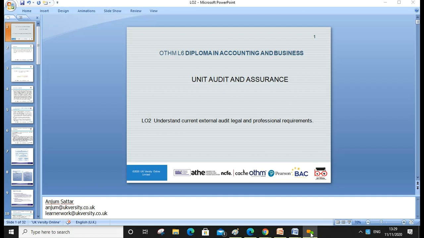Basically, how to understand the rules of auditing, and what the rules of audit are and how they are applied in organizations.